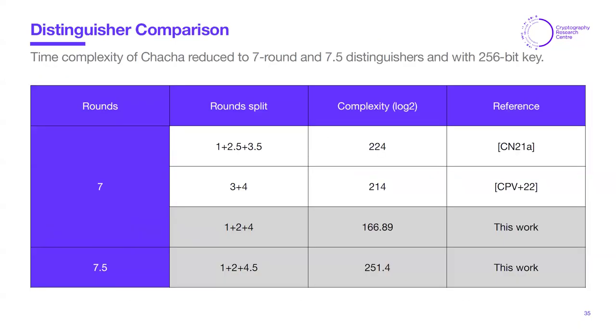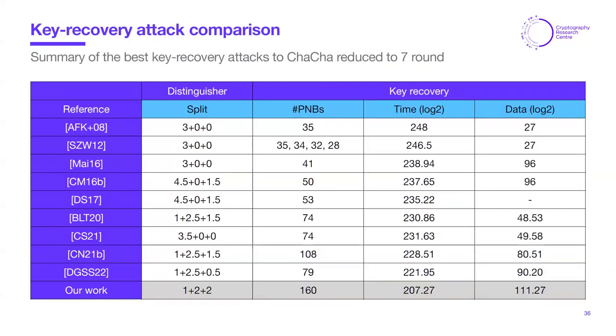So regarding the comparison with the state of the art at the time of the publication of this paper, we improved the previous 7-round differential linear distinguisher by a factor of more than 2^40. Okay, and we discovered for the first time a 7.5 round differential linear distinguisher. Regarding the key recovery attack, we managed to improve the previous results at the time of the publication of this paper by approximately 2^14, but we pay a price of approximately 2^20 for the data complexity.